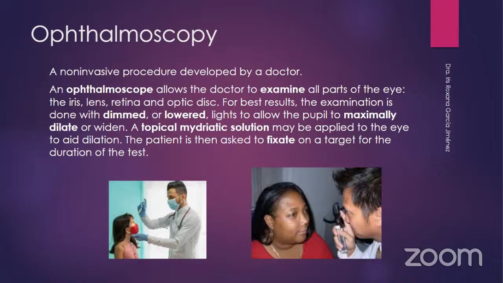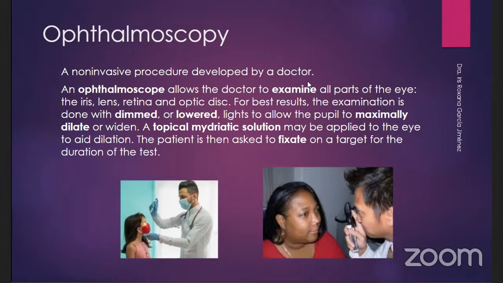Some patients don't know they are diabetic and they only notice this disease when they get some consequences and there is no way to get a solution, right? Or for hypertensive patients, for making a control and looking for chronic changes. An ophthalmoscope allows the doctor to examine all parts of the eye: the iris, the lens, retina, and optic disc.